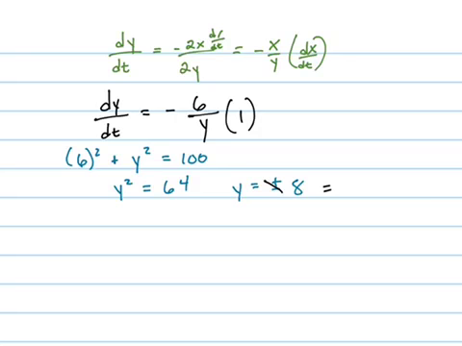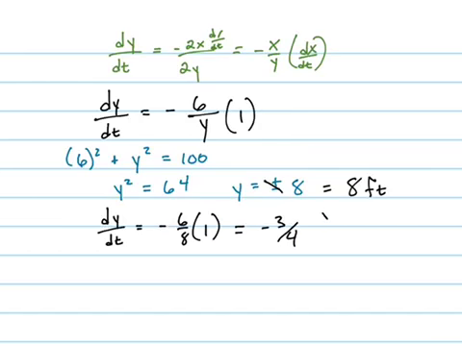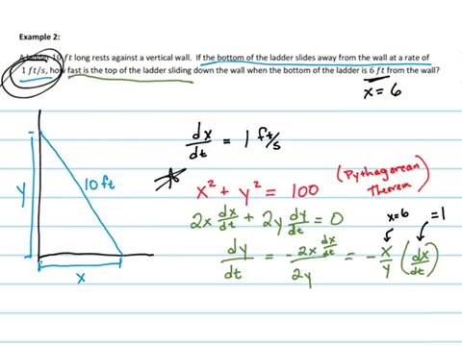So we're going to use 8 feet. When we put that in, we get dy/dt equals -6 over 8 times 1, which is -3/4 feet per second. So, reinterpreting it in terms of the question that was asked, when the bottom of the ladder is sliding away from the wall at a rate of 1 foot per second, the top of the ladder is sliding down the wall at a rate of -3/4 feet per second.